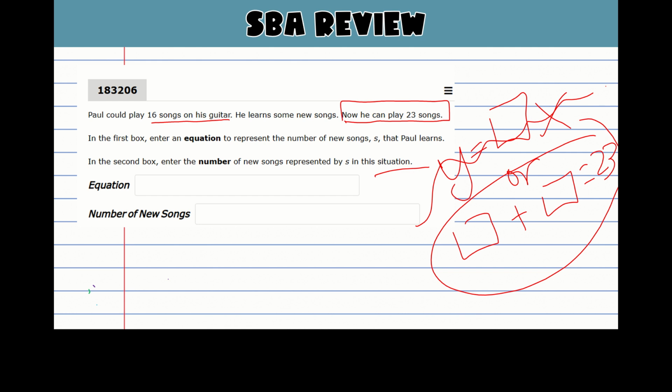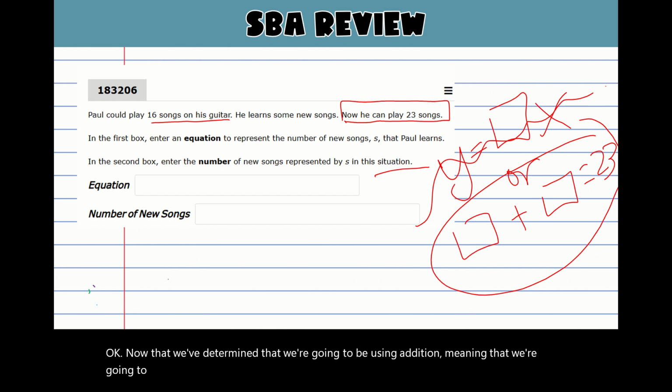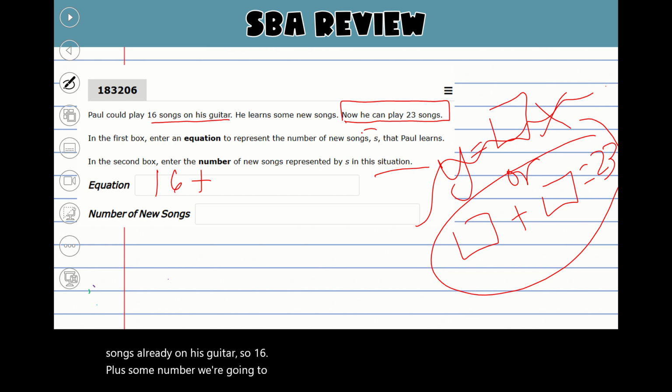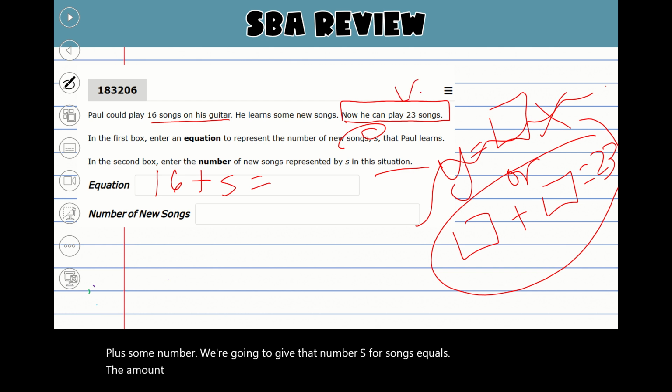Okay, now that we've determined that we're going to be using addition, meaning that we're going to set up a one-step equation using the information that we know that he can play 16 songs already on his guitar. So 16 plus some number, we're going to give that number S for songs, equals the amount of songs he knows now, which is 23.